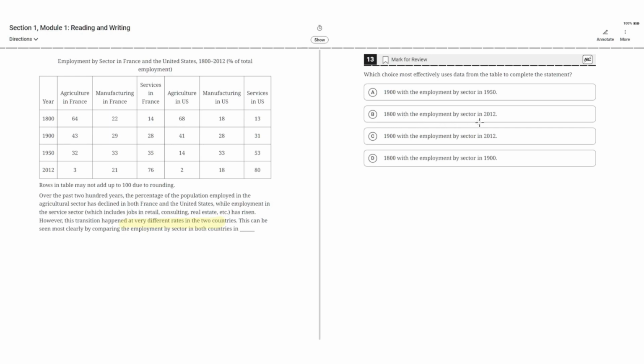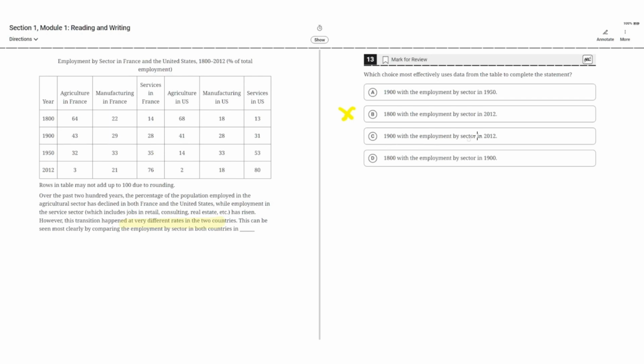B. 1800 was employment by sector in 2012. So in 1800, agriculture in France was at 64%, 2012 it was at 3%, so 61% decrease. Services in France in 1800 was at 14%, 2012 76%, so this is a 62% increase. And agriculture in the US in 1800 was at 68%, in 2012 2%, so 66% decrease. Services in 1800 was at 13%, and in 2012 it was at 80%, so this is a 67% increase. So comparing these numbers, 61% decrease in agriculture for France, and agriculture for US, 66% decrease. So these numbers look to be very similar, so B is not correct.